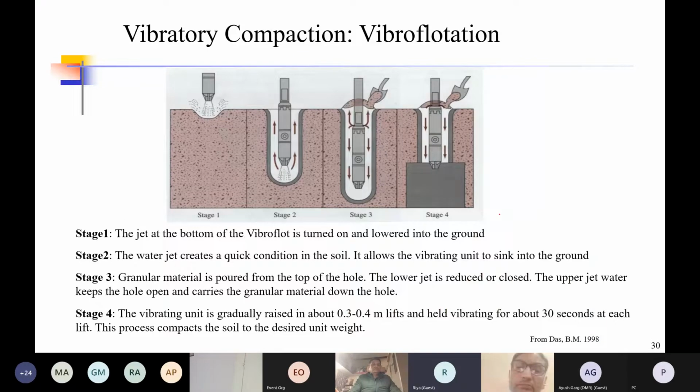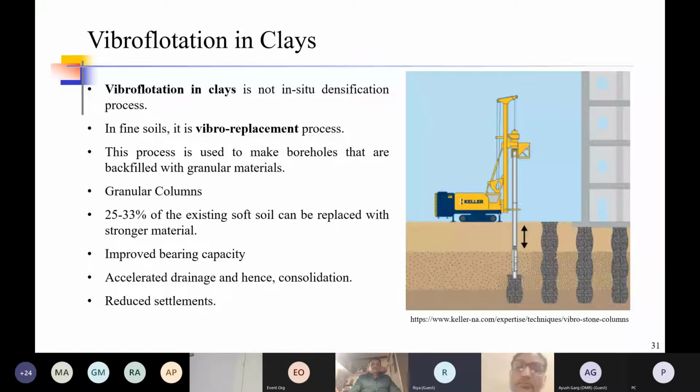In clays, what happens here, because the clay does not get rearranged the way sands do, right? In clays also a cavity gets created, but here again this cavity gets backfilled with granular materials as a stone column, and you get what are known as granular columns or stone columns. So here you are not exactly packing the material, but you are replacing the material with a more competent material like sands or gravels. So you are replacing around 25 to 33% of your material with solid columns. So that's Vibro flotation in clays.